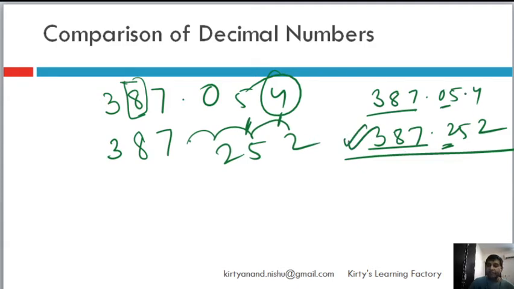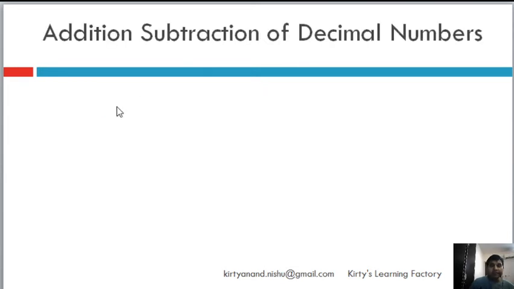It doesn't matter what the number after is. It could be 9 and it could be 0, but it doesn't matter, because whatever is the first decimal place which is larger, that becomes the larger number. Okay, so that's how you have to compare decimal numbers. Fairly basic actually, I just over explained.